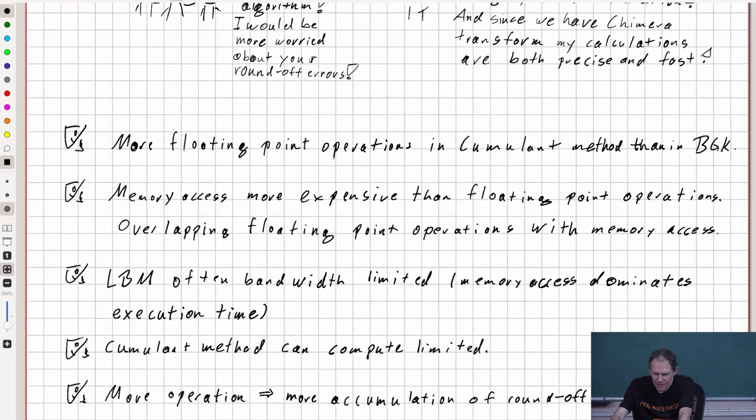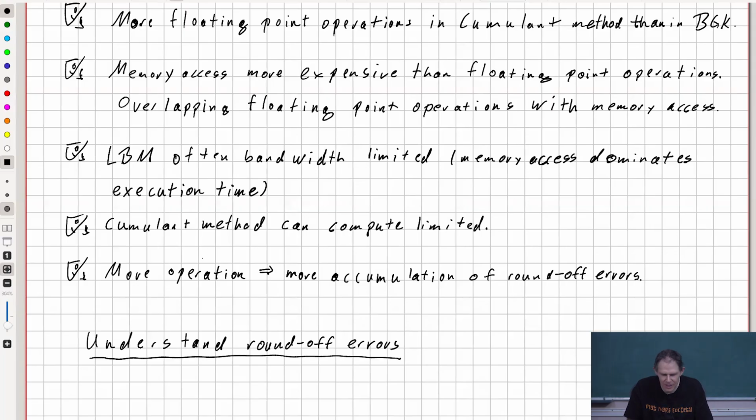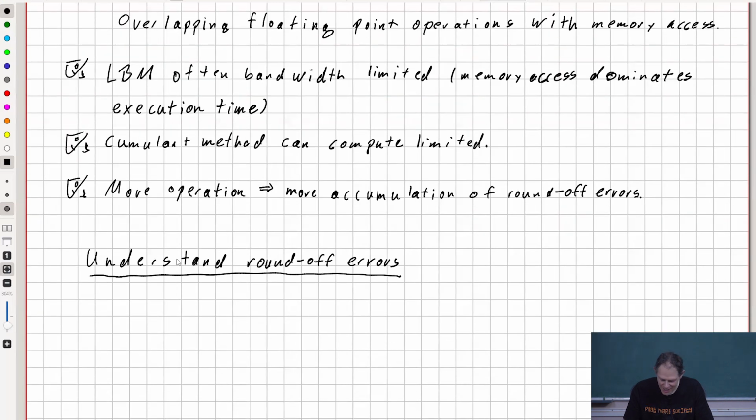Therefore, we now try to understand the two different aspects of round-off errors in this method. Understand round-off. So always try to understand your problem before you try to solve it, yeah? And tell this to your doctor.